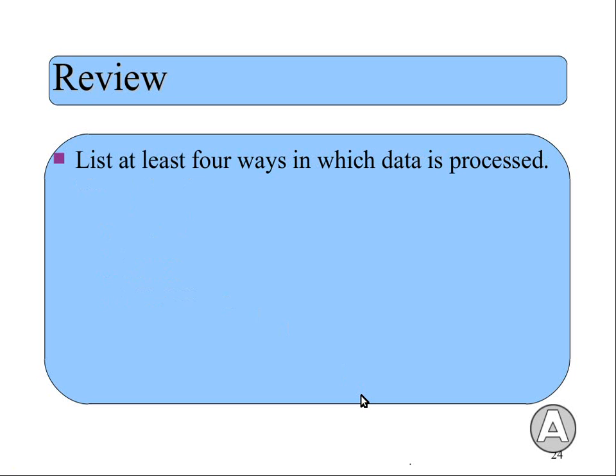List at least 4 ways in which data is processed. What are some of the things that computers can do with the data once they receive it or retrieve it? Well, we talked about sorting, putting things in order, comparing things, computing, doing adding, subtracting, multiplying, dividing, and other computations, and locating or searching for information. Those are all some ways that data can be processed by a computer.